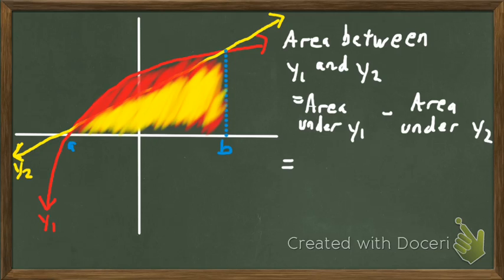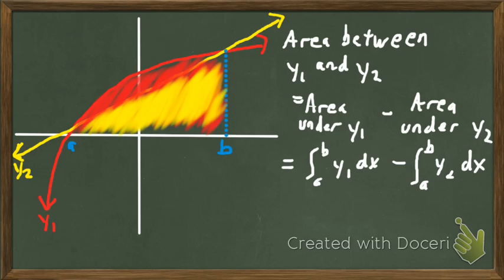Well, you know how to use definite integrals to do this. We can say that the area under curve y1 is equal to the integral from a to b of function y1 with respect to x, and then the area under curve y2 would be the integral from a to b of whatever function y2 is with respect to x.